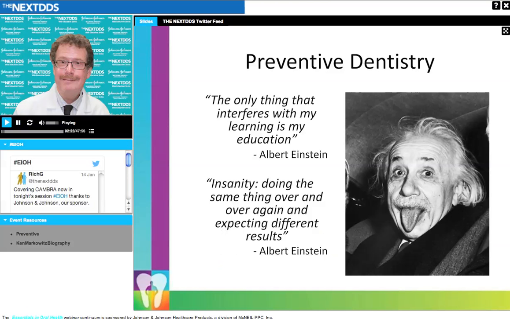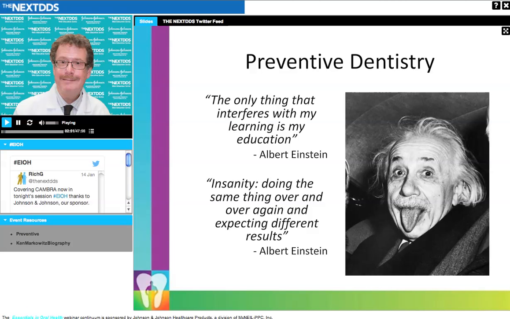See here a picture of Einstein doing, I think, an imitation of Gene Simmons from KISS with his tongue hanging out. The only thing that could interfere really with learning is education. There's a difference. Learning is lifelong. I love learning. I love reading things. I love talking to other people in the profession and in other areas. You really get a lot out of it.